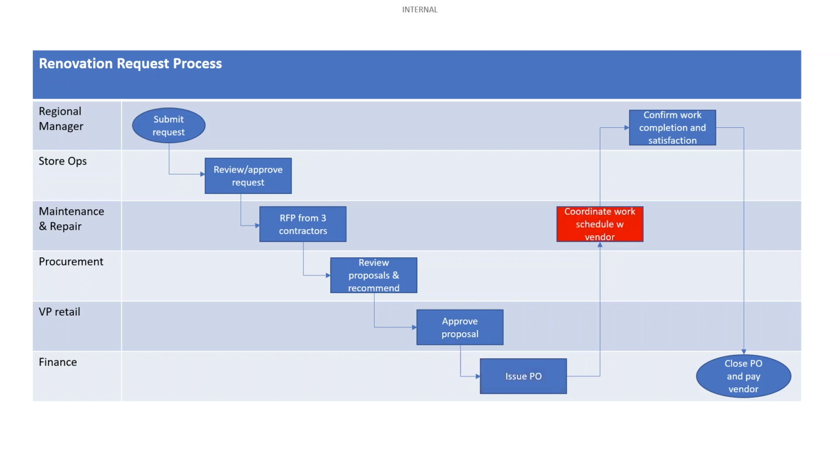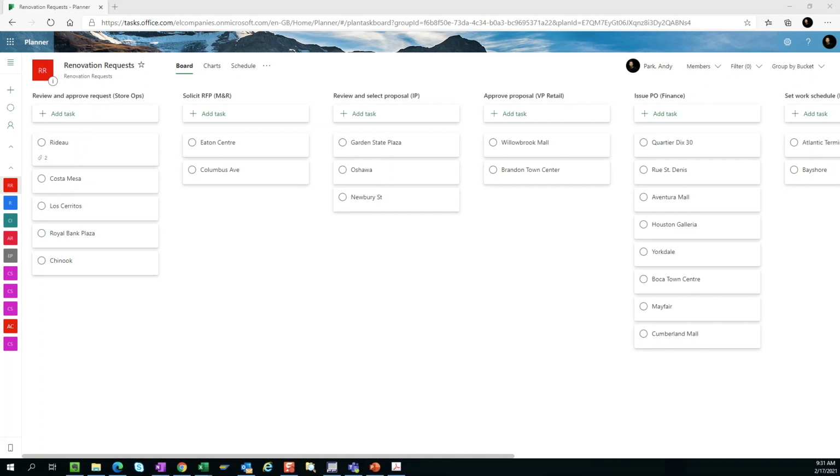The repair and maintenance team will then coordinate the work schedule with the contractor and the store team. Once the renovation is complete, the regional manager will confirm that the work was completed and to their satisfaction. And once that's confirmed, the finance team will close the PO and pay the vendor. This closes the process. Now, how would we implement this process through Planner? I'm going to first show you the finished Planner, then walk you through creating it step by step later.